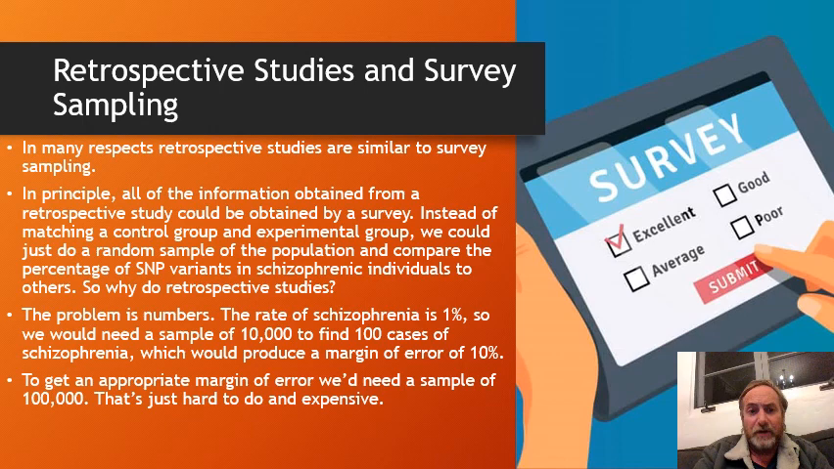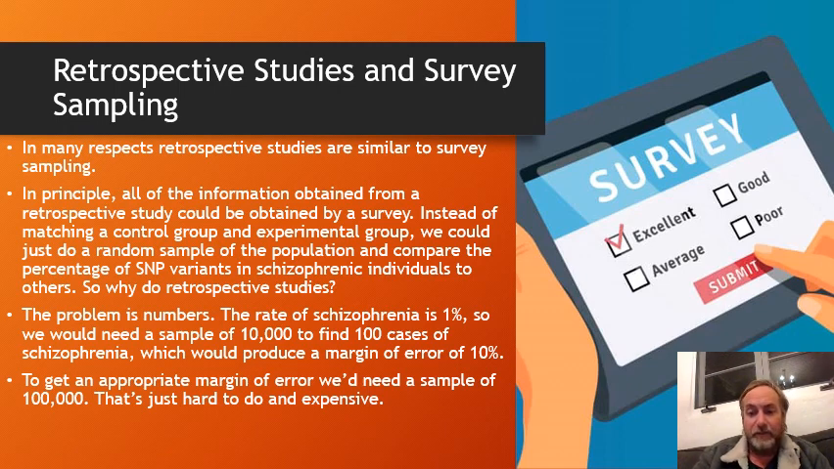In many ways, retrospective studies are actually quite simpler than survey sampling, right? At least in principle, all of the information you get from a retrospective study could be obtained by a survey. Instead of matching a control group and experimental group, you could just do a random sample of the population and compare the percentage of S&P variance in schizophrenics to the percentage in non-schizophrenics. So why not just do samples?